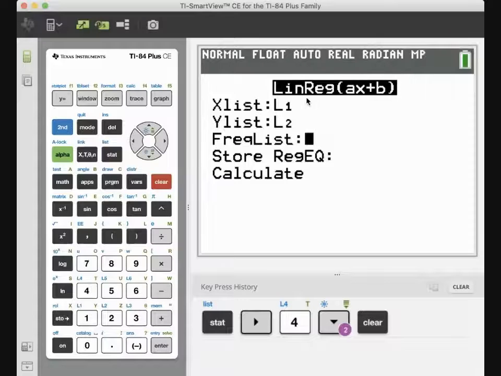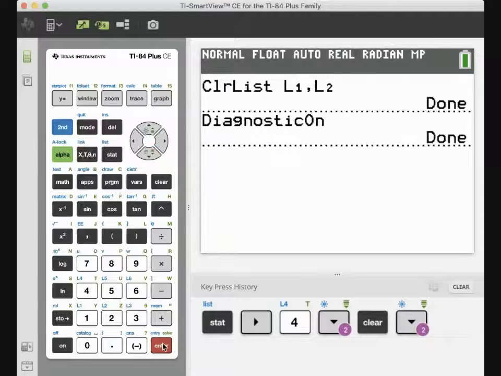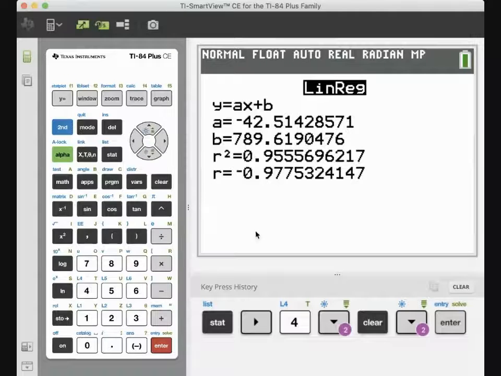If you only see the words lin reg, you'll have to hit second 1 to get L1, comma, L2. And that will also calculate your linear regression. So now we go down to calculate, and we hit enter, and look at that. This would be our linear regression.